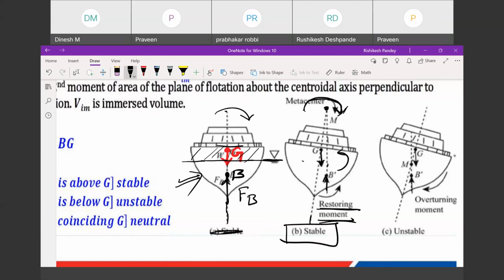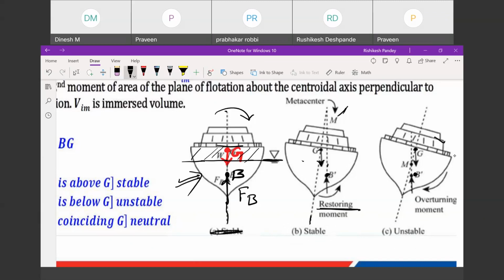That's why this is your stable condition. But let's say the metacenter lies here, below G. Then in the clockwise direction you are applying an external moment, and this couple, about this point, also forms a clockwise moment, which is an overturning moment. It is in the same direction, so it will overturn your ship. This is your unstable condition. In both cases, if you notice, B remains below G only here.